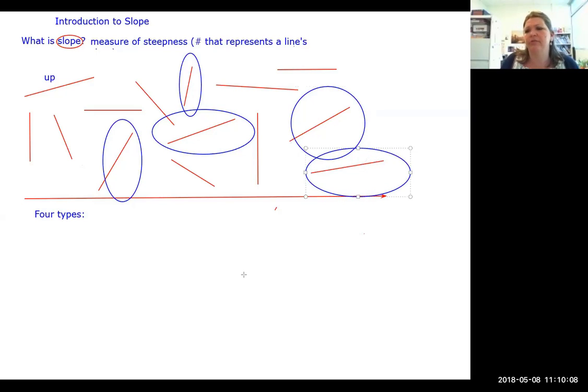Now, are they all going up at the same rate? No, they don't have the same steepness, but we can at least agree that they're all going up. And so that's one way we can type our lines. We call lines that seem to be traveling up lines with a positive slope.